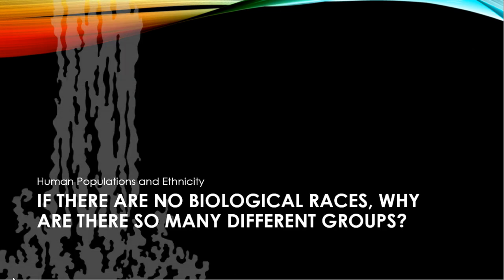Okay, so if there are no biological races, why are there so many different groups? Well, we've already talked about that biologically, but what happens when you have small populations that spread out across the world?